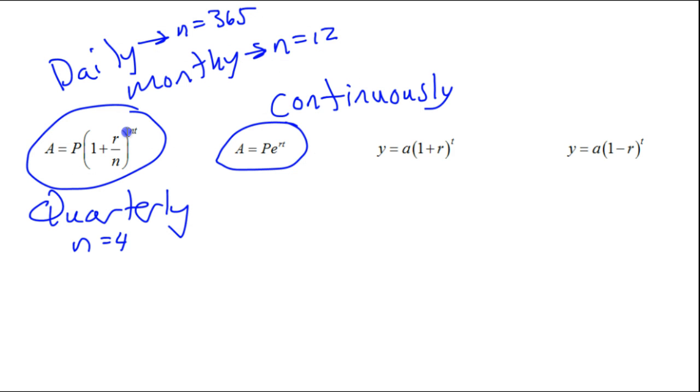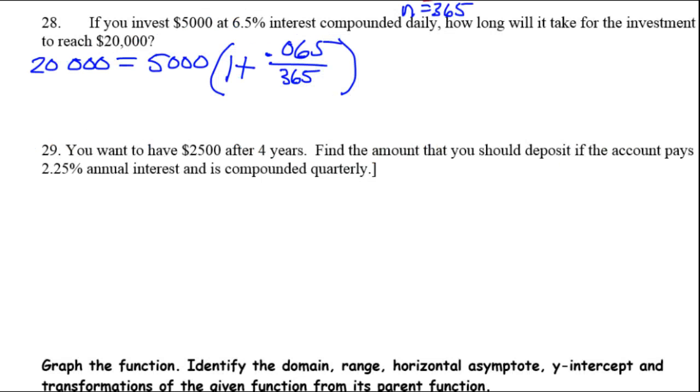Okay, and then it says to the nt power. So again, there's your 365. And then t, we don't know. We're supposed to find out how long. We're looking for the number of years. So this is the equation we need to solve. We will solve it by dividing both sides by 5,000. Alright, that'll be our first step.